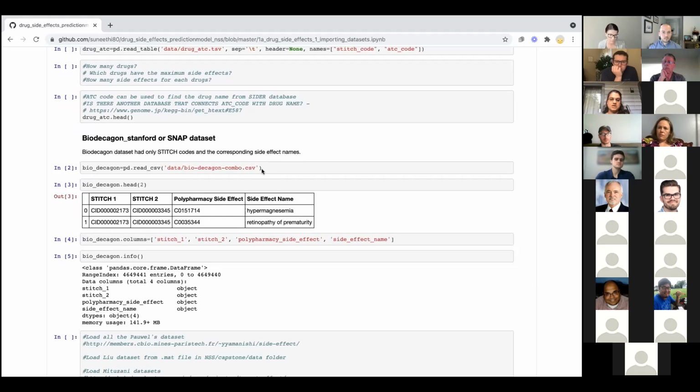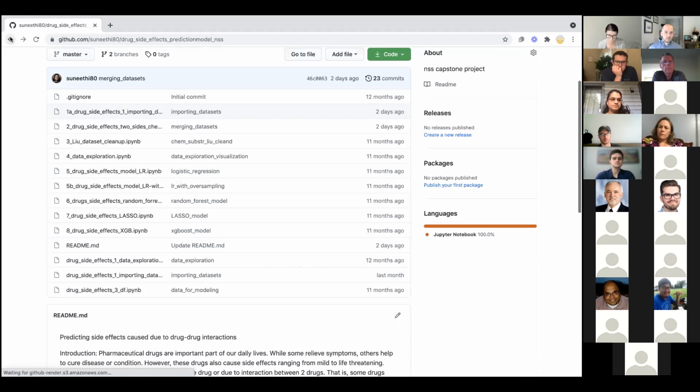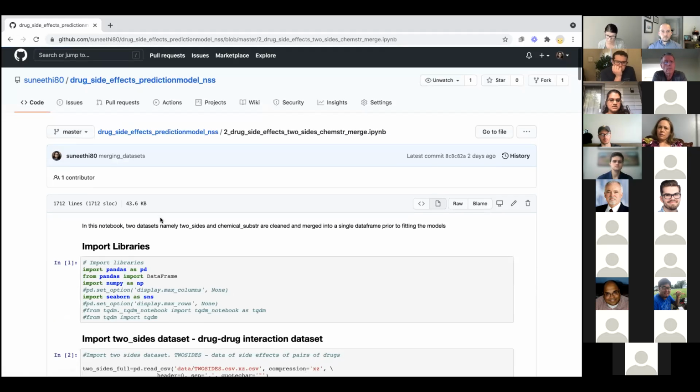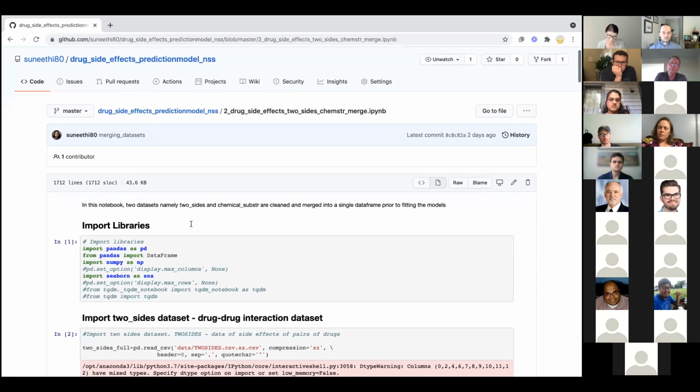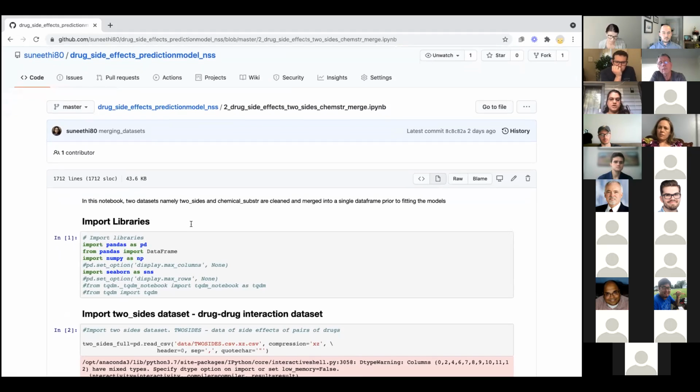If you're interested in looking into any of these data sets, these are the different data sets that I explored initially before I settled on the two sites and the chemical substructure profile. Once I decided on the data set, I wanted to merge the two data sets. The two sites contained the drug pair and the corresponding side effects, and the chemical substructure had the chemical substructure profile of each of those drugs. I had to merge this and do all this pre-processing, which I have done here.